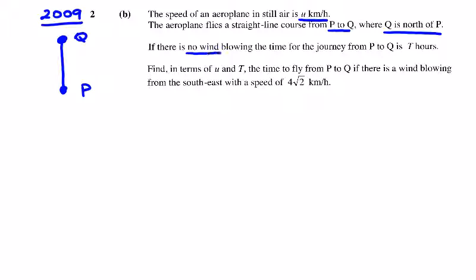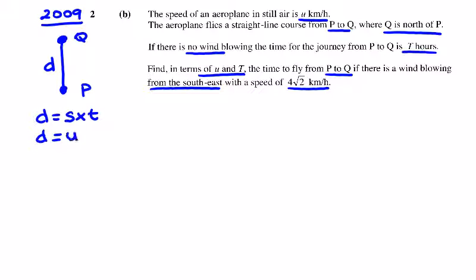There's no wind blowing. The time is t hours. And then find, in terms of u and t, the time to fly from P to Q if there is a wind blowing from the southeast with a speed of 4√2. So let's call the distance d. Distance is equal to speed by time. So my distance is equal to u, the speed, and the big T for time. So that's 1. That's when there's no wind.